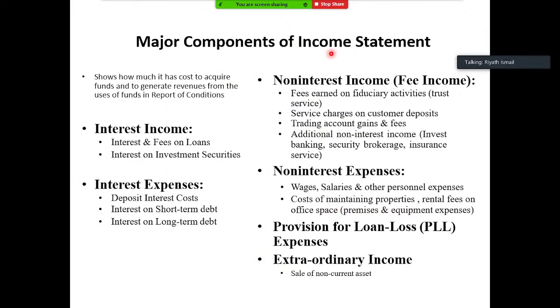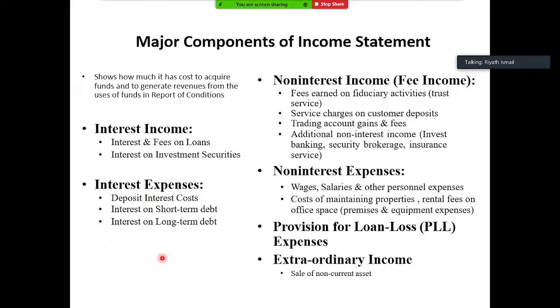So, a major component is the income statement. The income statement shows how much it has cost to acquire funds and to generate revenue from the use of funds. In the report of conditions, that's the balance sheet. When you look at the income statement, you can find interest income and interest expenses. Interest income includes interest and fees on loans, and interest on investment securities.